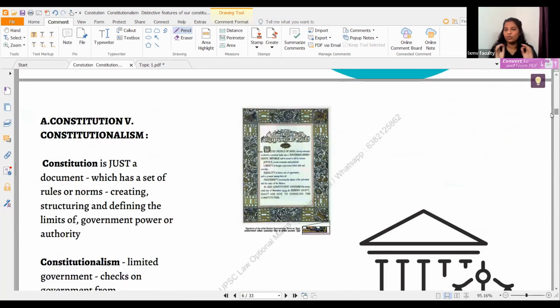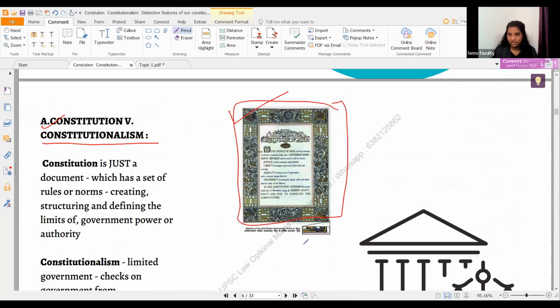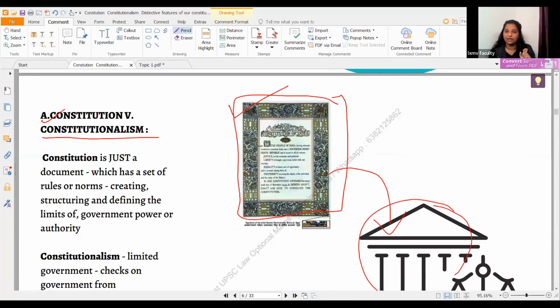Now, we are coming to the most important first concept, which UPSC always asks a question on, which is constitution versus constitutionalism. See, constitution is nothing but a document. This just a document is called a constitution. I already told you. But the control over the government is called constitutionalism. So the keyword for defining constitutionalism is limited government. Constitutionalism means limited government. If you're not mentioning this keyword in your answer, you will lose marks.